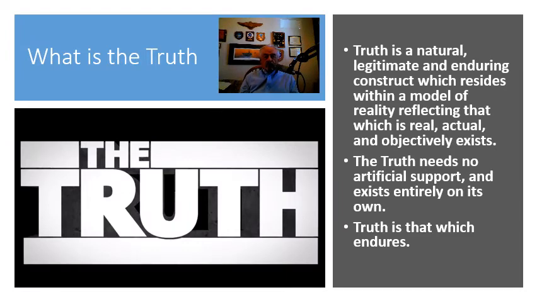Definition here of what is true. What is the truth? The truth is a natural, legitimate, and enduring construct which resides within a model of reality, reflecting that which is real, actual, and objectively exists. The truth needs no artificial support and exists entirely on its own. The truth is that which endures.